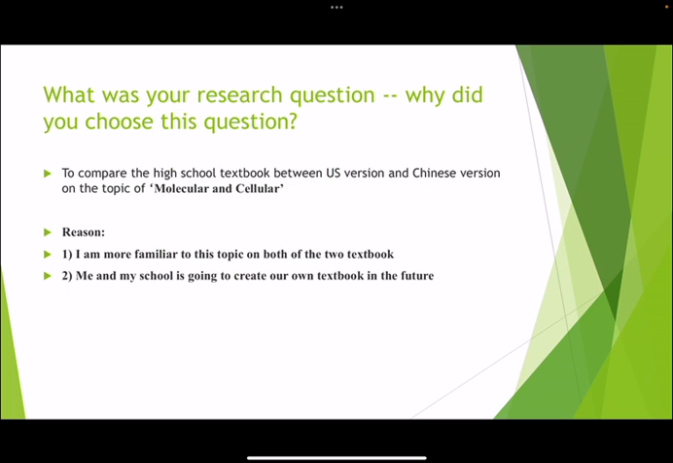First, what was my research question? The research question is to compare the school's textbook between US version and Chinese version on the topic of molecular and cellular. And next, why did I choose this question?